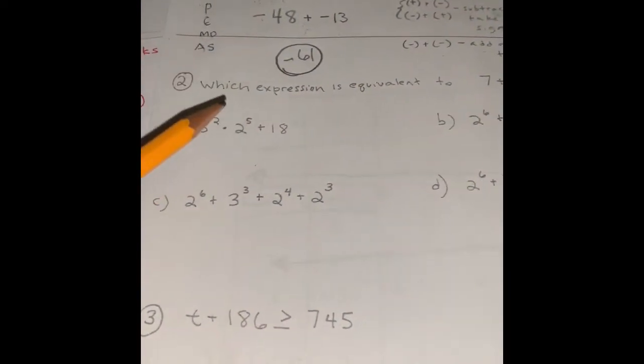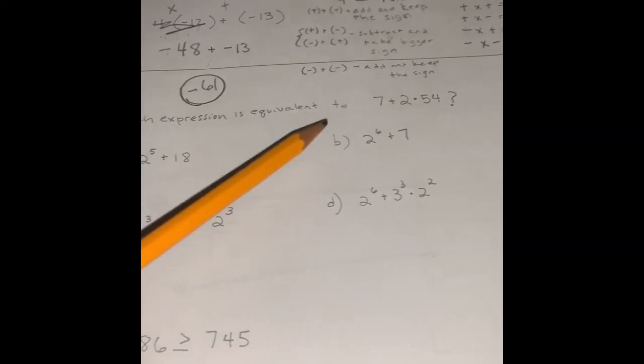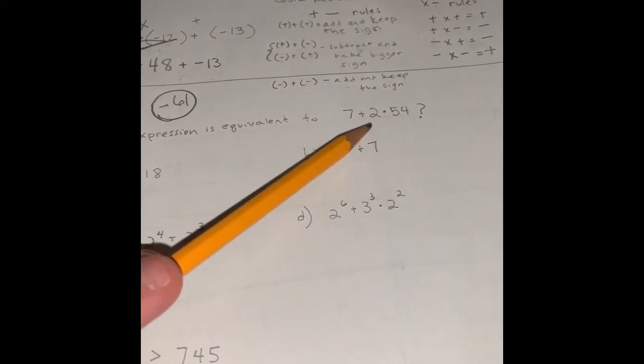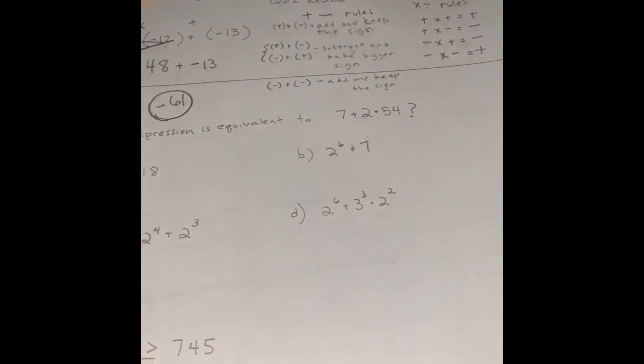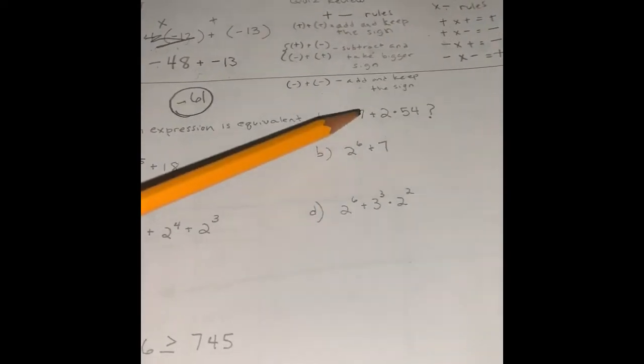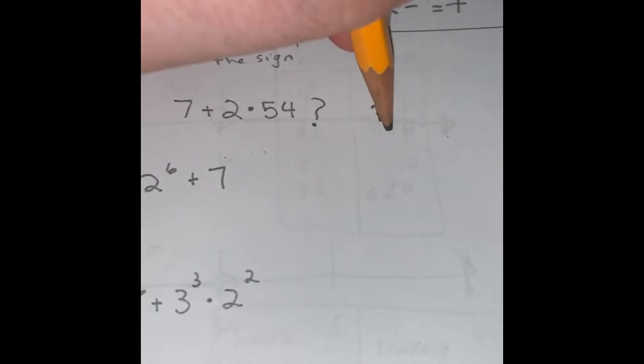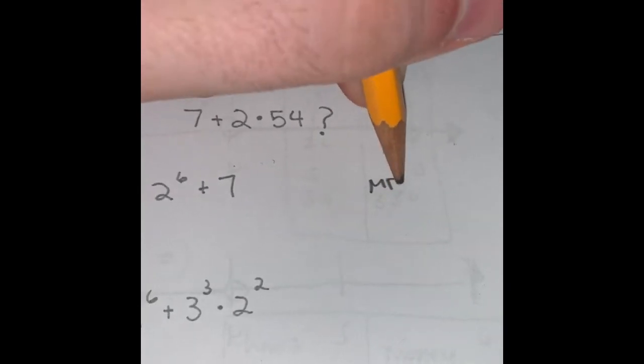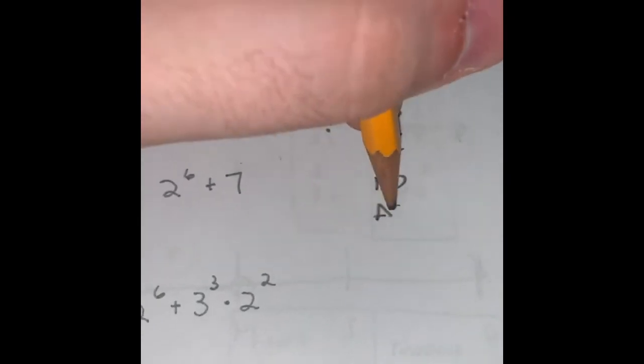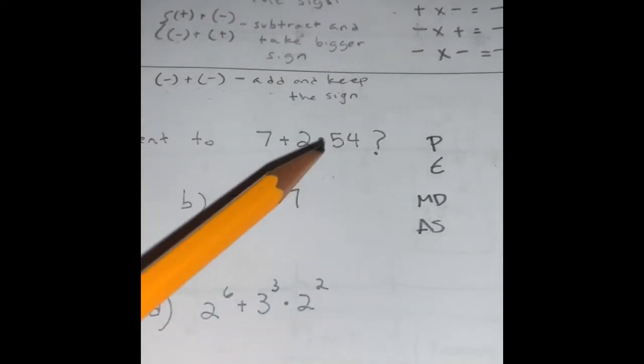Problem 2, it says which expression is equivalent to 7 plus 2 times 5 to the fourth. So once again, I have to do order of operations. I'm going to write PEMDAS down to help me understand the order of operations. So there's no parentheses in here.